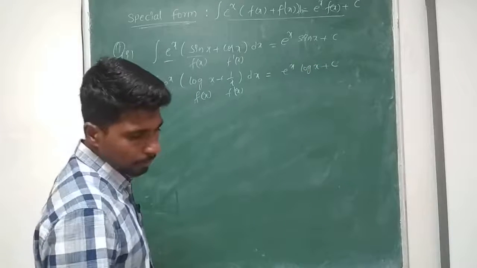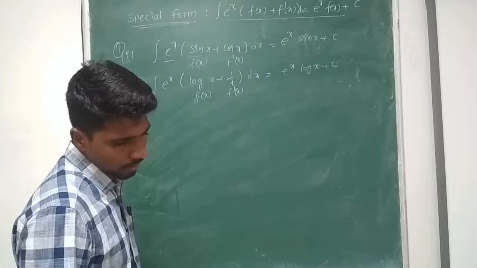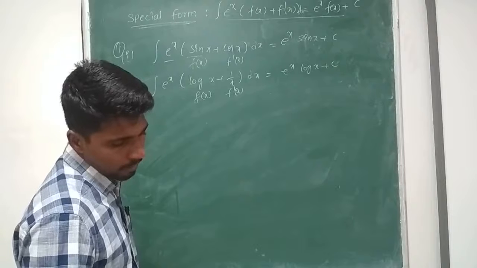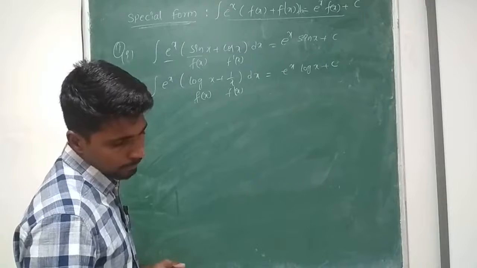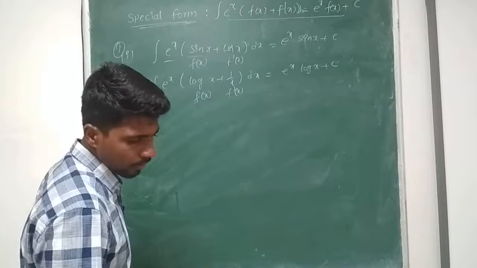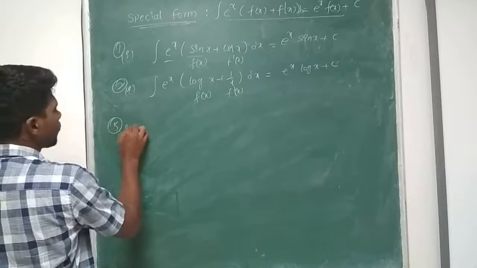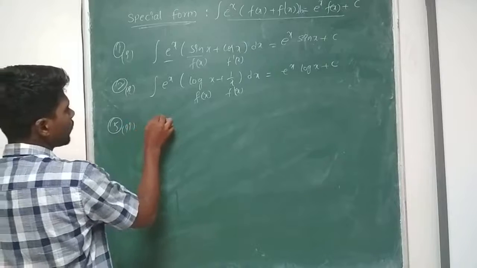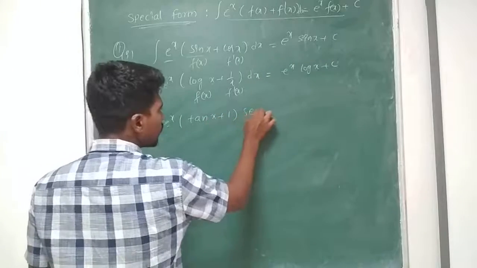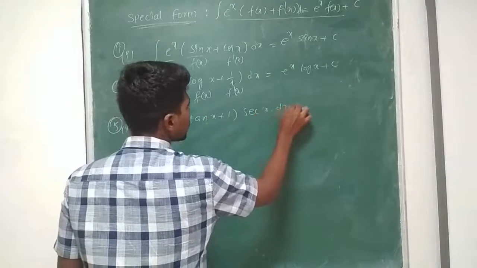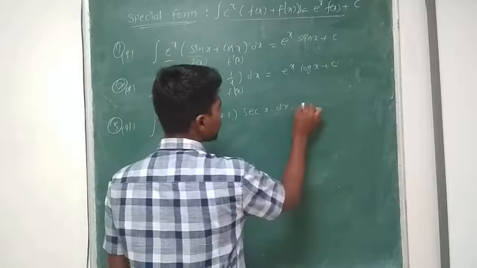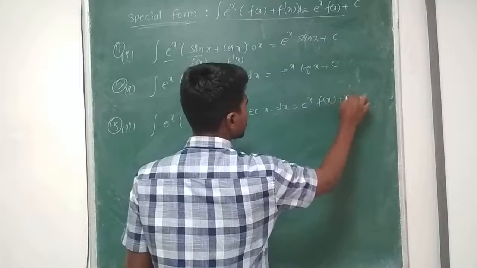Next, e^x (tan x + 1) sec x. Integral e^x (tan x + 1) sec x dx is equal to e^x f(x) plus c.